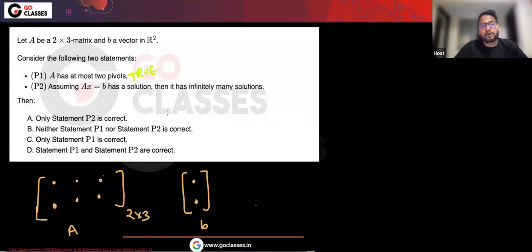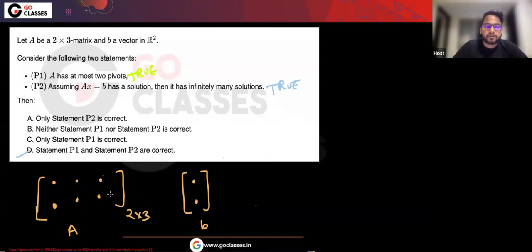What about option B? Ax equal to b has a solution. Assuming Ax equal to b has a solution, then it has infinitely many solutions. Yes, if it has a solution, then since the columns must be linearly dependent, because you cannot have three linearly independent vectors in R2, then yes, infinitely many solutions. So this is also true. That is why D is the correct answer.